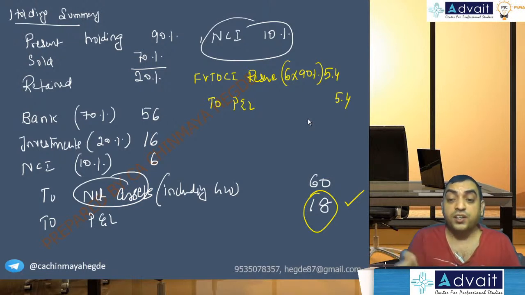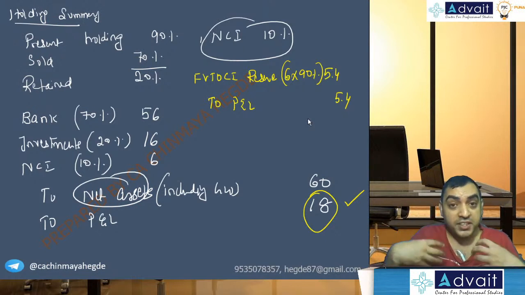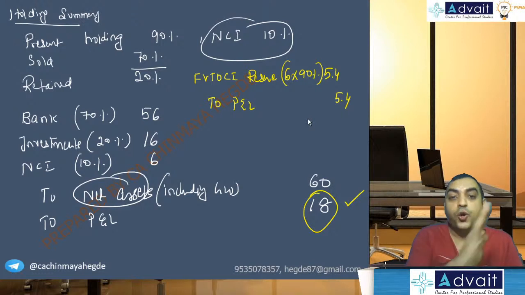You cannot transfer the entire 6. The reason being, only 90% you would have transferred. The balance 10% would have been taken to NCI. So how much is your portion? 90%. Only that should go to the P&L account.